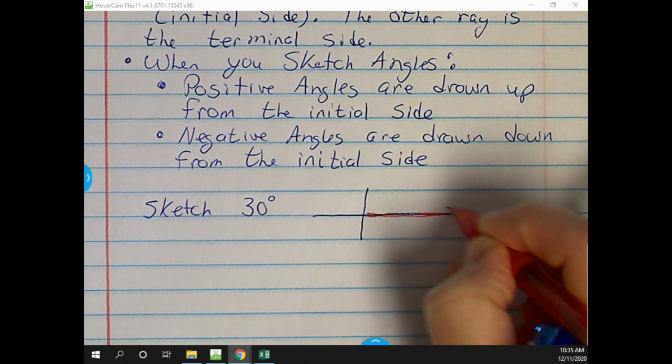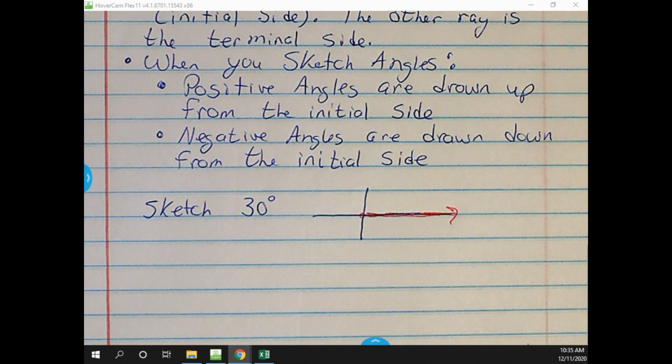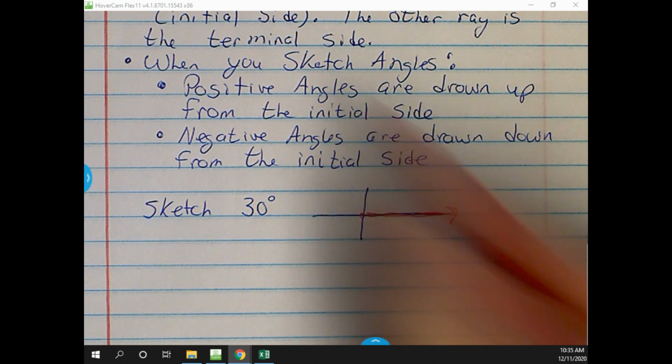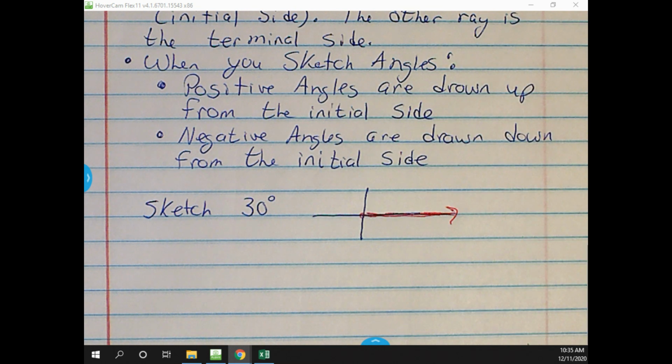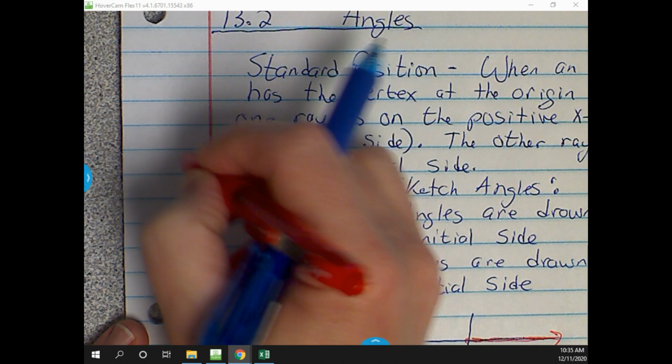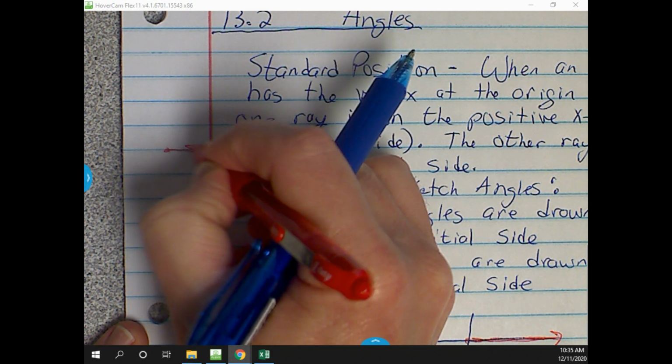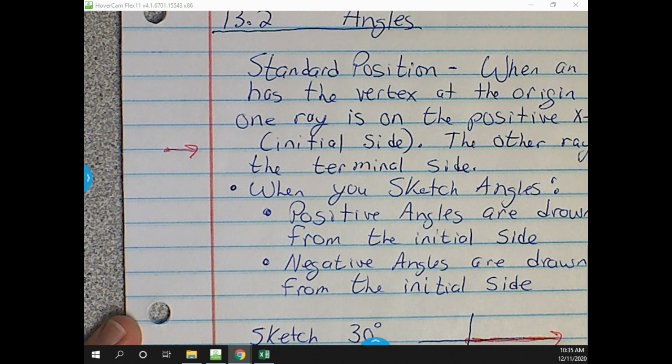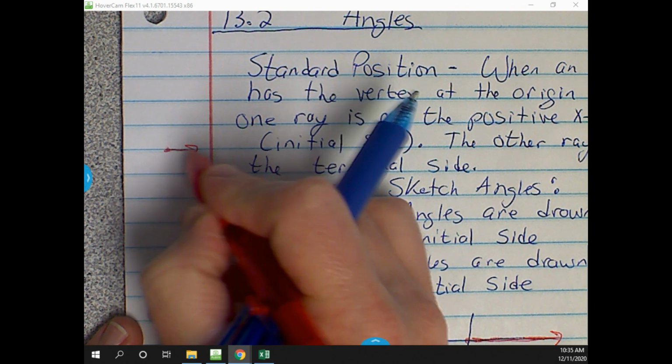This would be your initial side. You're going to start at 0, 0 at the origin, and your initial side will always look like that. So even back where we were talking about the initial side, probably should have drawn that so you could see that the initial side would look something like that every time. That's always going to be the initial side. You'll have a dot on the left, and it's drawn out to the right of it.